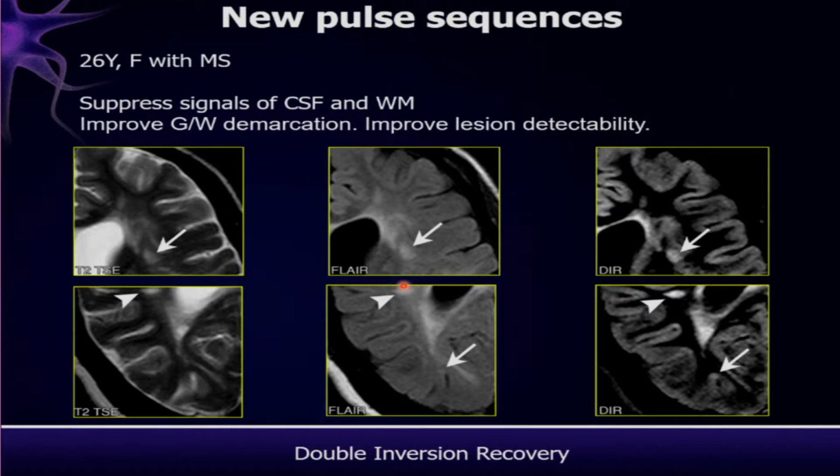There are some new pulse sequences. I have selected 2 sequences here. This is a patient with multiple sclerosis again. This is our standard T2 and FLAIR sequence. You can identify these lesions, the demyelinating plaques, but in the rightmost sequence, you can identify these lesions better. This is a double inversion recovery sequence.